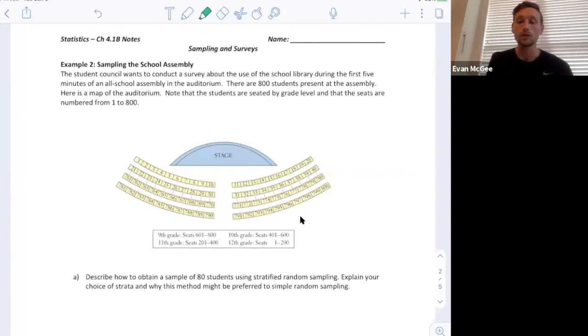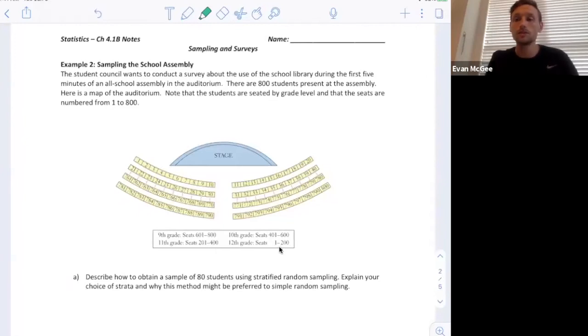So I'm going to break them up into strata based on their grade. And the way I can do that is they're already in their seats based on their grade. So if I want a sample of 80 students, then I'm going to take 20 from each class. So I'm going to randomly generate 20 numbers between 1 and 200. And those students sitting in those randomly selected 20 seats are going to be given the survey.